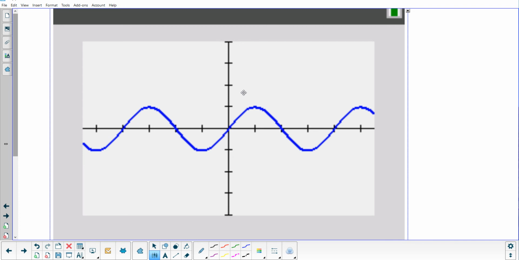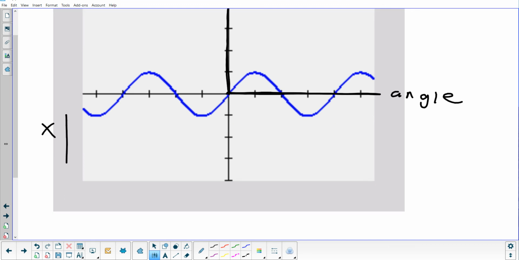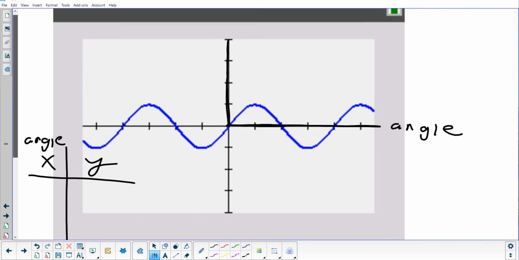All right, so what does that mean, 2 pi radians? Well, this is your x-axis. This is your y-axis. Your x-axis represents an angle. So if you were making a table, the x column is an angle. The y column represents the trig function of that angle. In this case, it's either going to be sine or cosine. This one specifically is sine.